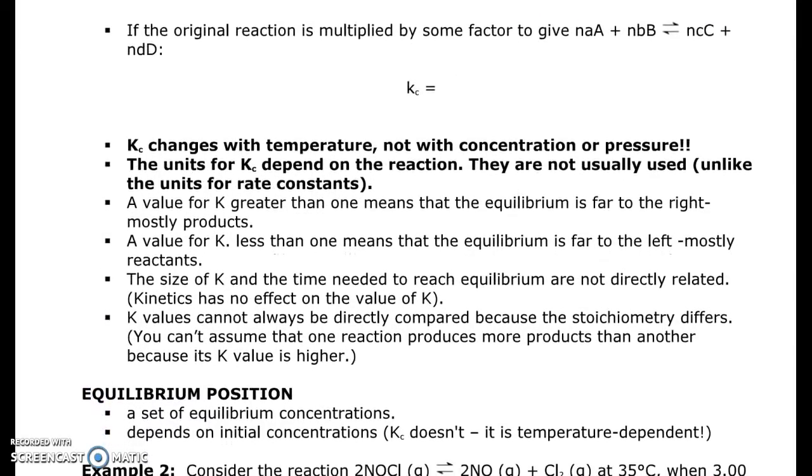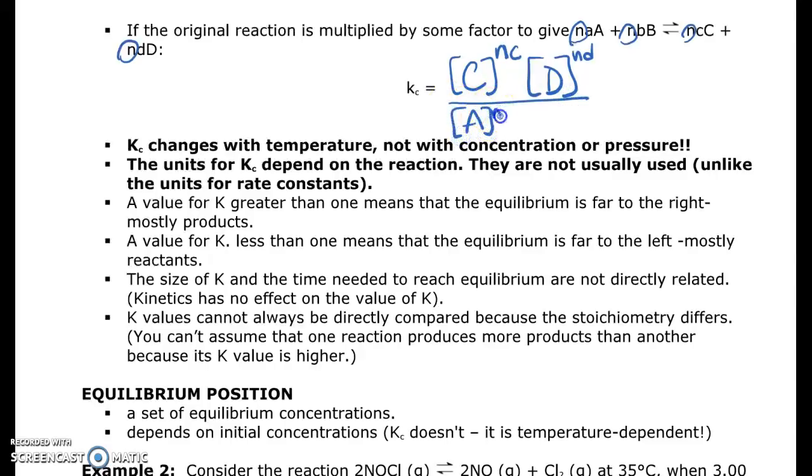Lastly, if we take our balanced equation and multiply it by some number, in this case n, let's say we multiply everything in the original reaction by 2, for example. Then if we were writing that out, it would look really similar to before. You'd have the concentration of C, but now it's going to be to the nc, concentration of D to the nd, A to the na, and B to the nb.